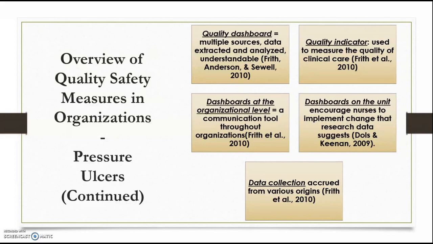Doles and Keenan, 2009. Data collection accrued from various origins. Frith et al. To assess staffing and patient outcomes, data related to staffing, nurses, units, hospitals, and patients are needed. The origins of the data may vary. For example, data may be embedded in discharge abstracts, incidence reports, patient records, International Classification of Disease, 9th Revision codes, diagnosis-related group codes, charge masters, payroll system reports, financial management systems, quality improvement systems, and patient acuity systems. Frith et al., 2010, page 10.